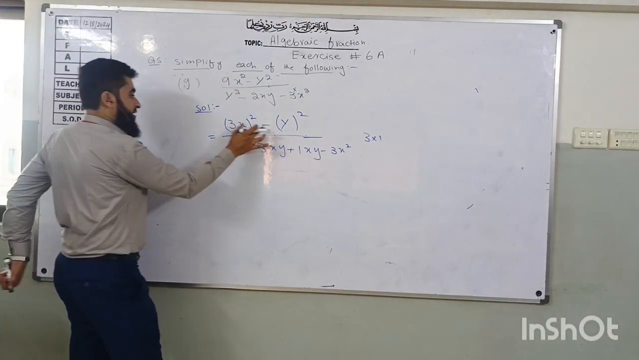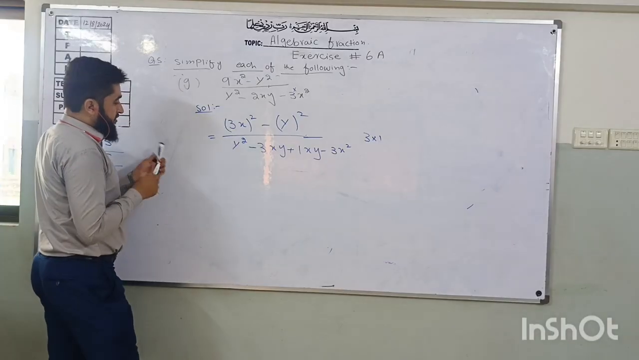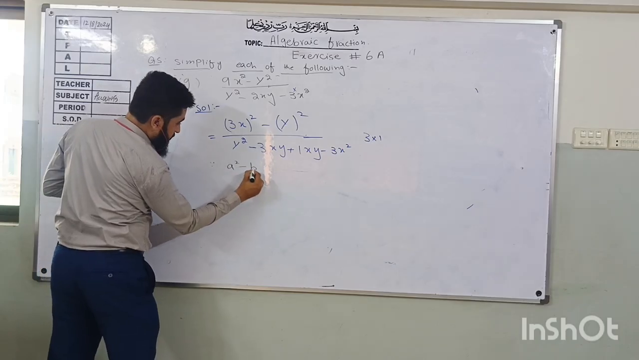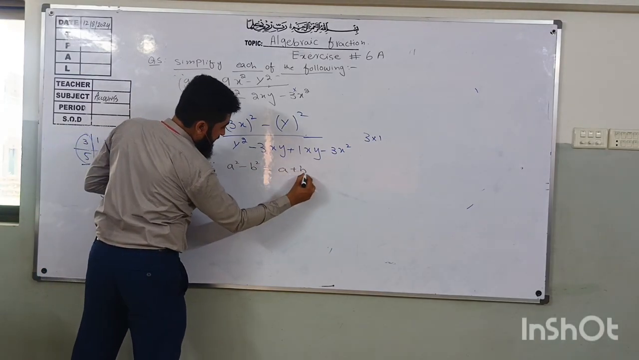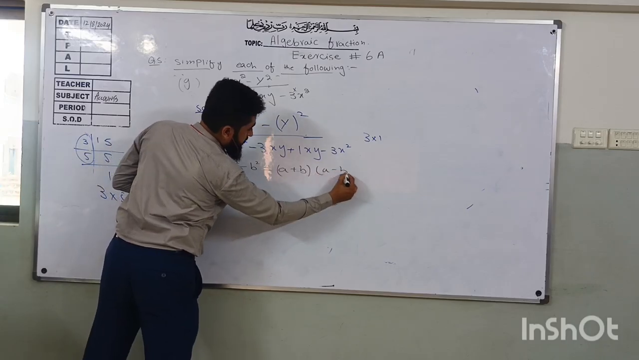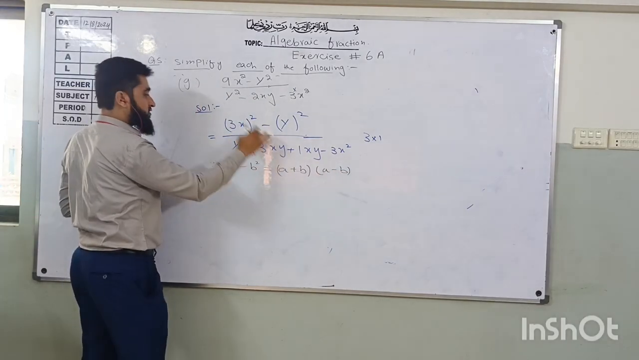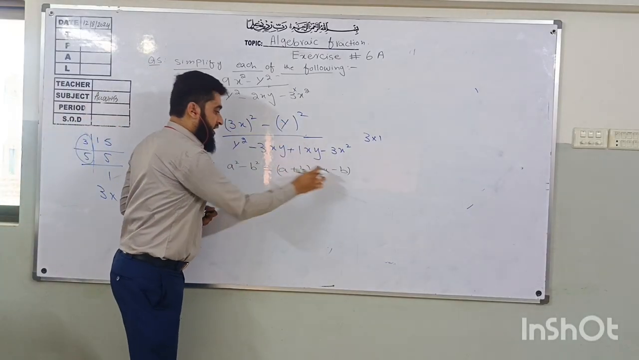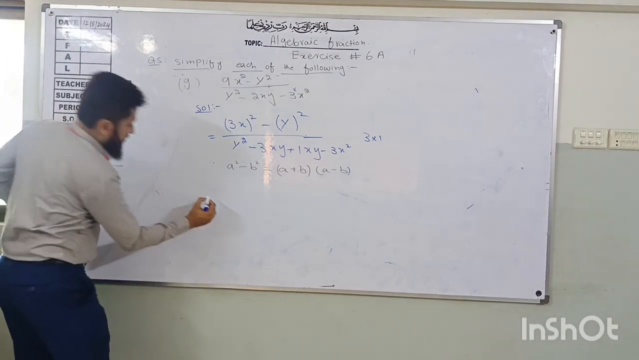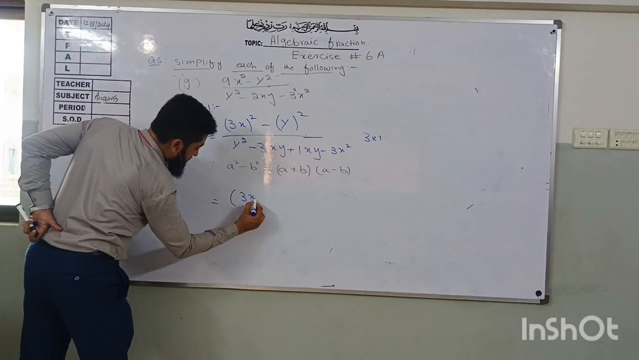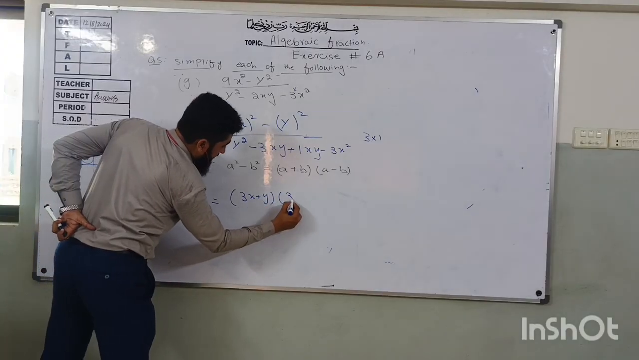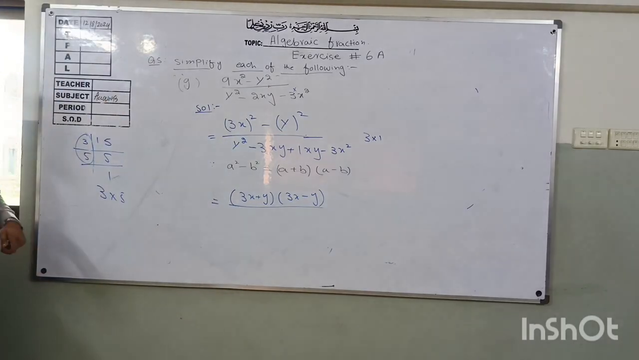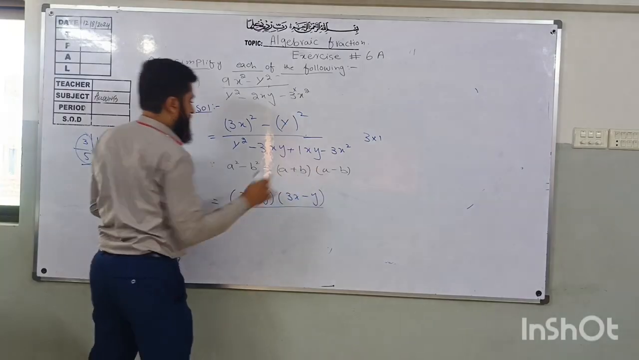Okay, now we will apply the formula. What is the formula of a square minus b square? A square minus b square is equal to a plus b into a minus b. So here a value is 3x and b value is y. So a plus b, 3x plus y, and 3x minus y. So 3x plus y into 3x minus y, by applying the third identity or formula, a square minus b square.